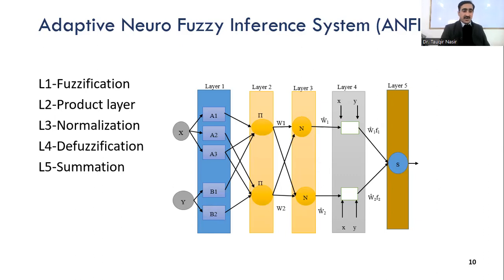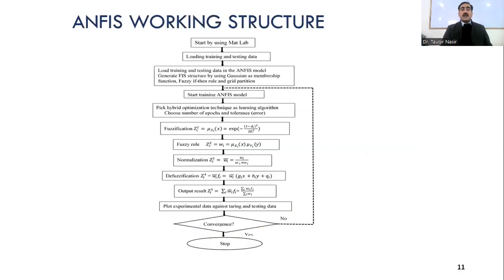The second is the product layer, which calculates the firing strength of the input parameters, and the normalization layer calculates the normalized firing strength of each rule. Layer 4 is the defuzzification layer, which weights the value of each node and calculates them. And the fifth one is the output that we get. This is the MFS structure, the working structure, which we use in MATLAB. So all these tools have been used in MATLAB.